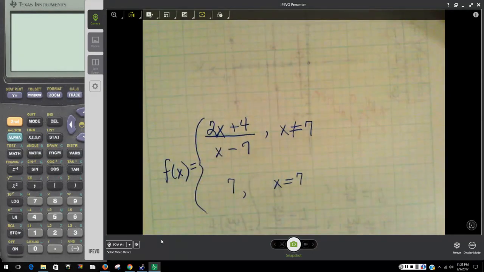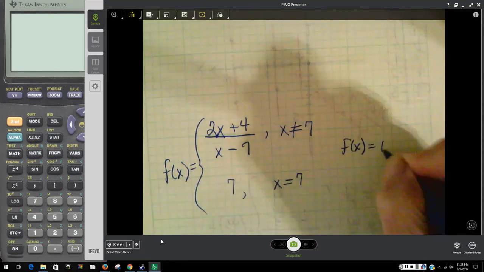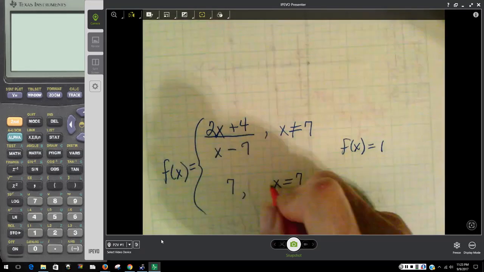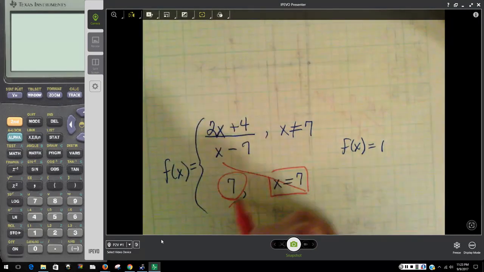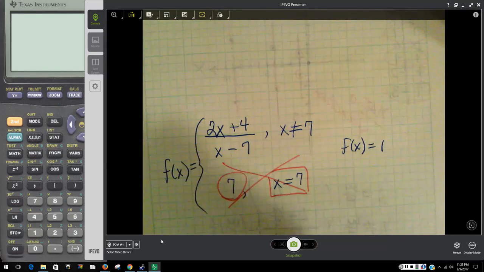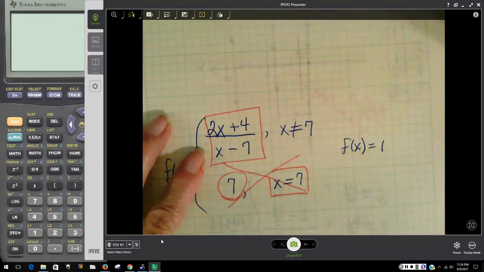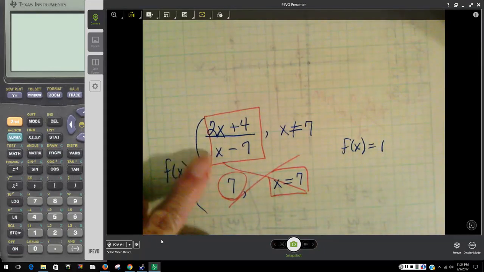Okay, now here's our piecewise function, and it says when is f of x equal to 1? Well, in the first place, it certainly doesn't happen when x is equal to 7, because when x is equal to 7, f of x is 7, not 1. So that rule doesn't help. However, if x is 1, f of x is 1, and x is any number except 7, then it's going to follow 2x plus 4 over x minus 7 is equal to 1.